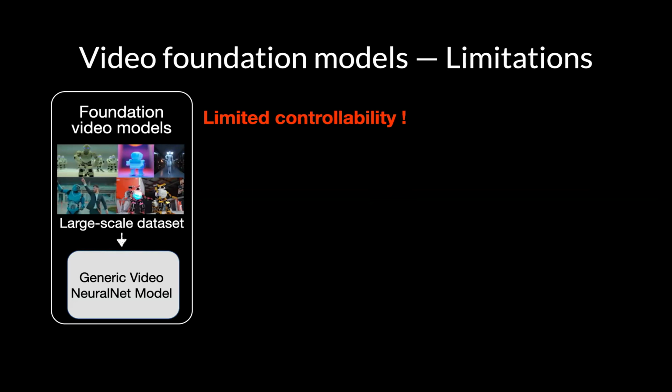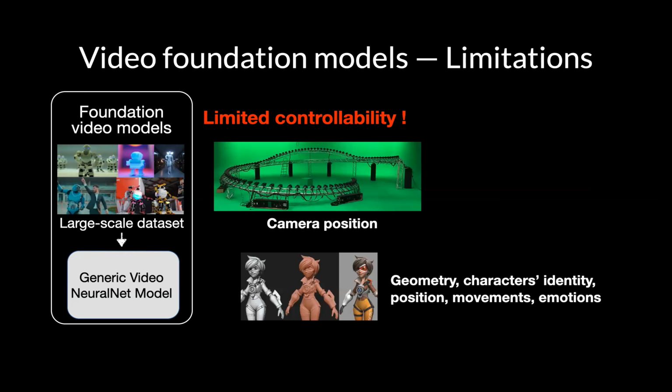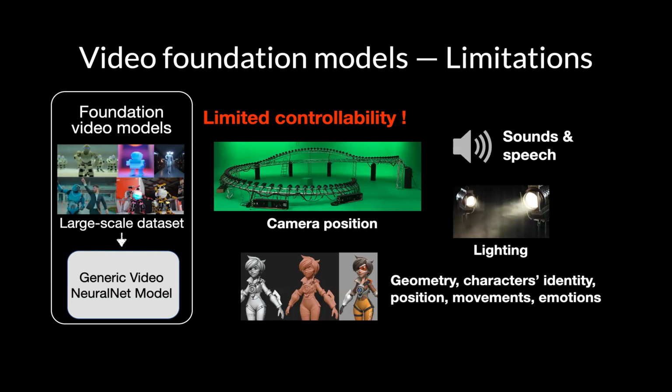And more importantly, even if we go back to our moonshot goal of producing films computationally, we're going to need some fine-grained controls, which is not provided by these models. We may want to accurately control the camera position, the characters' identity, their emotion, their movements, the scene geometry. We may want to control lighting and sound and speech.